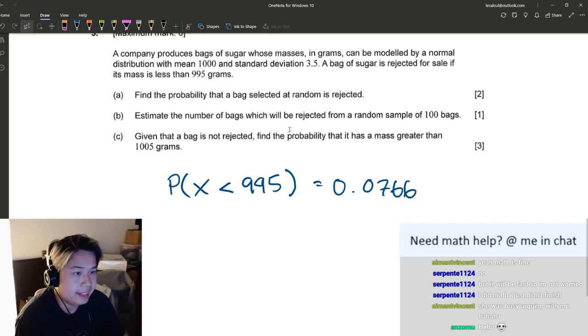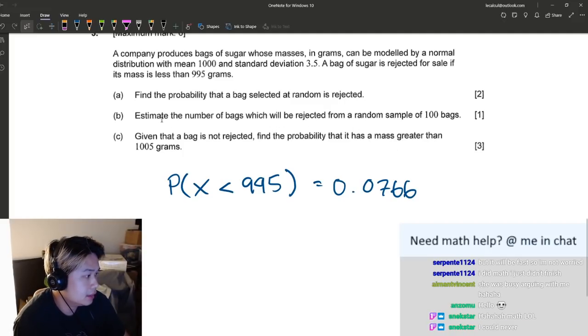Okay, now estimate. Snake Star. Yeah, remember this paper, number 2? Estimate the number of bags. Oh, this is the one that you have more trouble with, right?